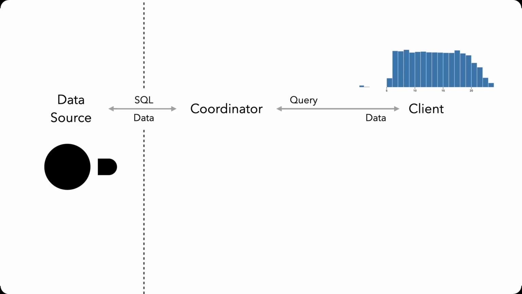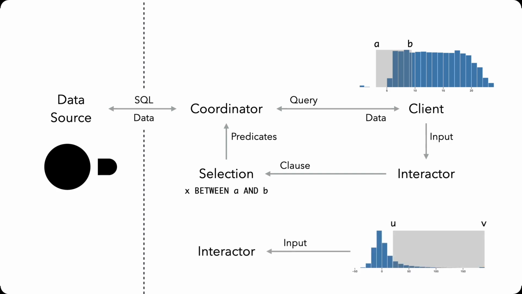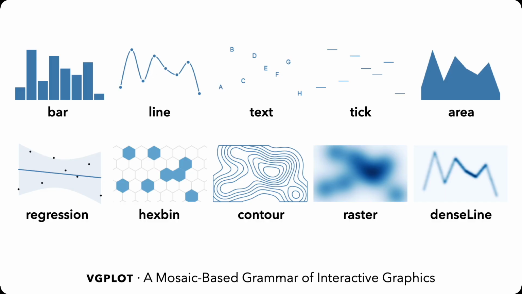Mosaic also mediates linked interactions. Updates from clients or interactors populate dynamic parameters such as selections, which manage multiple filtering predicates. Selections resolve updates across multiple clients, supporting techniques such as cross-filtered views. To assess Mosaic, we developed VGplot, a grammar of interactive graphics. In VGplot, each mark is a Mosaic client that generates queries. We use Observable Plot to render query results to scalable vector graphics.